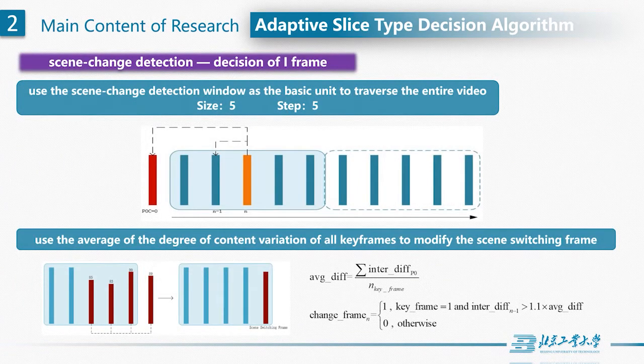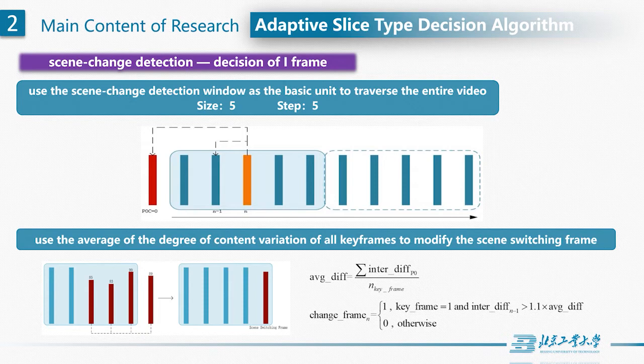In order to further improve the accuracy of our method, we use the scene change detection window as the basic unit to traverse the entire video to detect a frame. We set the size of the window and the step as 5, according to our experience. These figures show how the detection window moves and the detection process. We set the second frame of the video sequence as the start of the window, and the 5 frames in the window are detected successively from left to right.